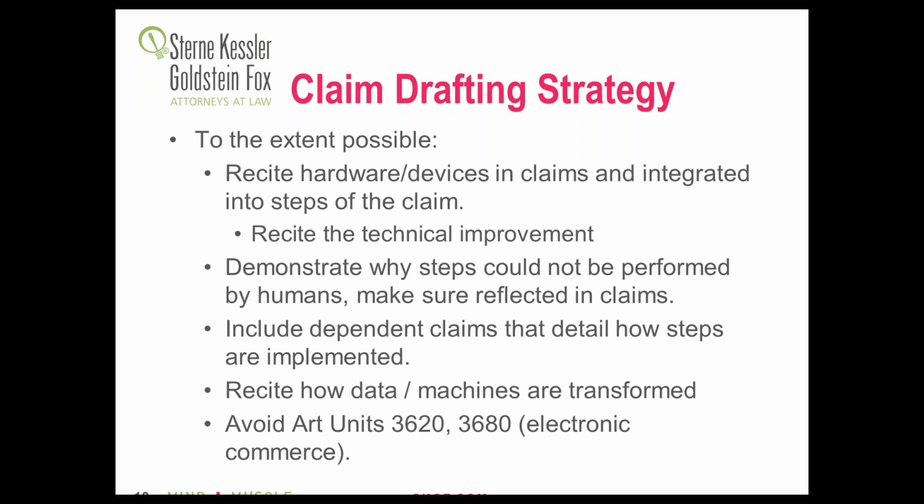Absolutely. And in some cases, our fellow practitioners in the chemical arts may have been ahead of us by about 30 years in how we handle software claims. Another bullet here is, to the extent that you can, again, avoid Art Units 3620 and 3680 for electronic commerce. The reason this is under claim drafting strategy is if you can couch an e-commerce type invention into, say, a database type invention, you may end up being examined by a more favorable art unit than the e-commerce art units. That's a very tough thing to do, but something to consider.